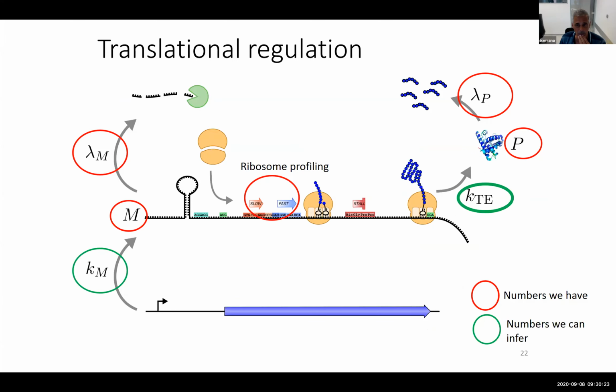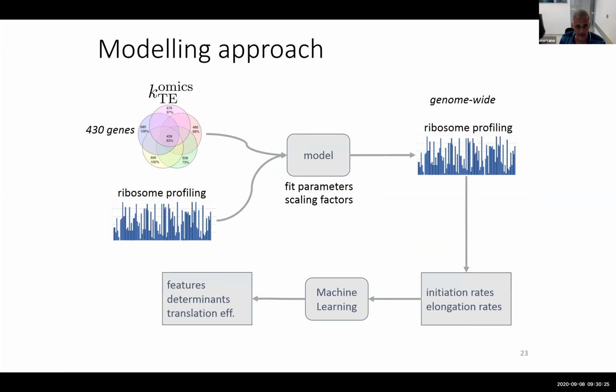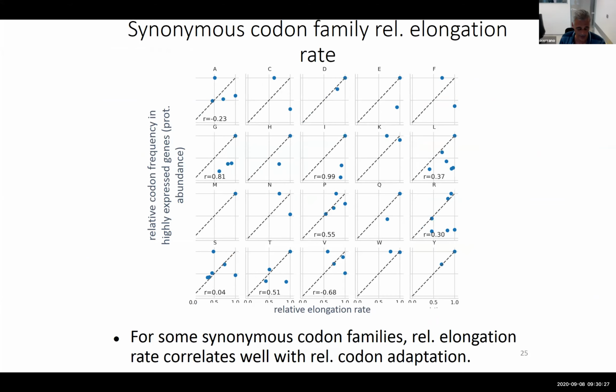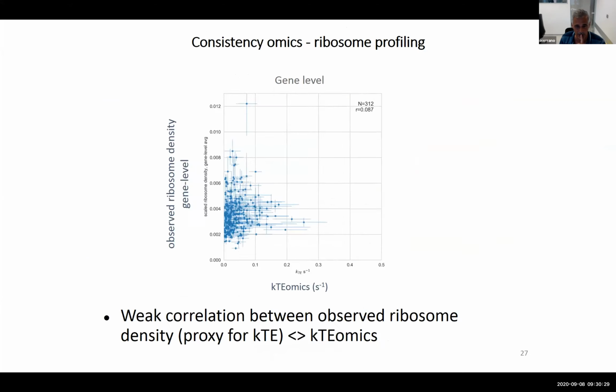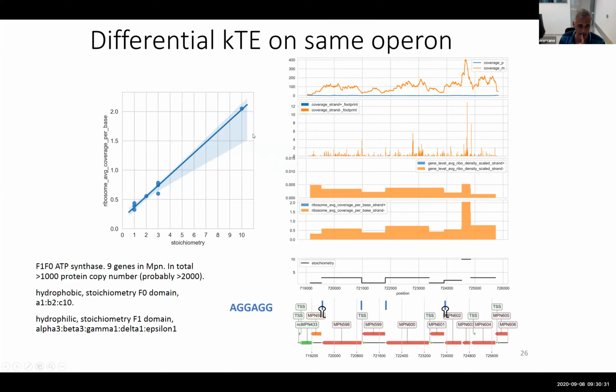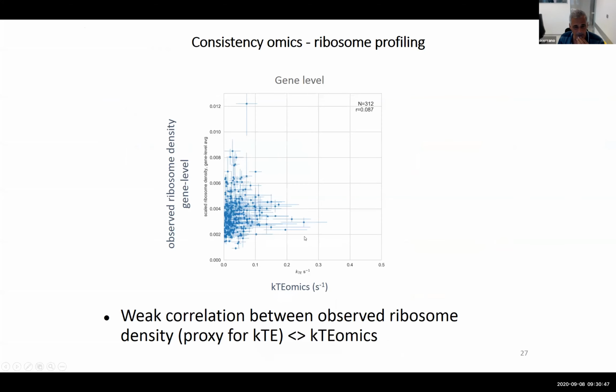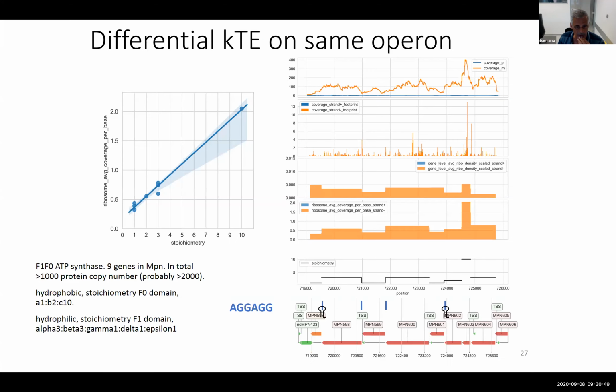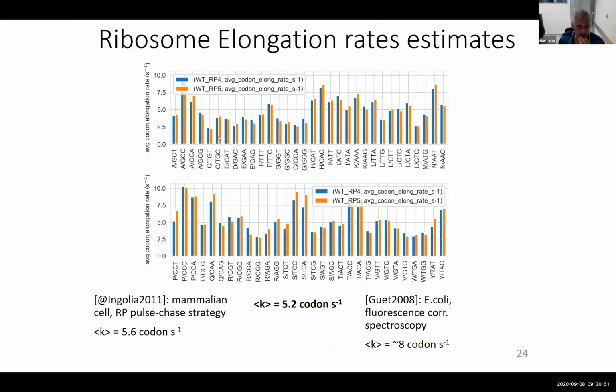But just because we are running out of the 20 minutes, this is a nice example that with the ribosome profiling, there is an operon where you can explain very well the stoichiometry of the protein complex, like in other bacteria. This is the ATPase complex. This is the stoichiometry of the complex, and this is the ribosome profiling abundance. But the important thing is we determined the ribosome elongation rate for every codon.